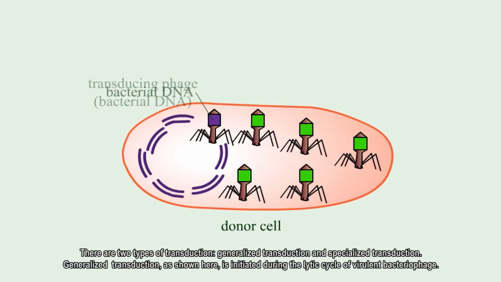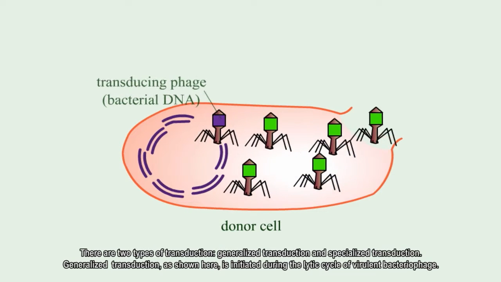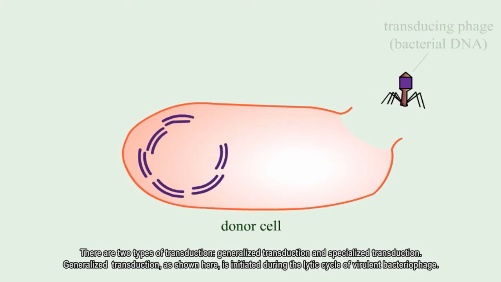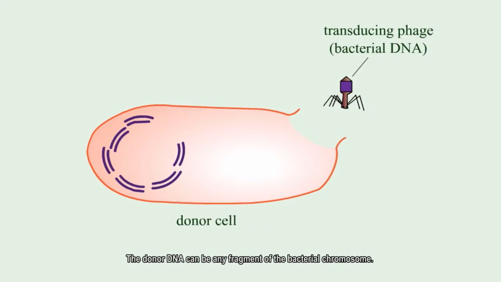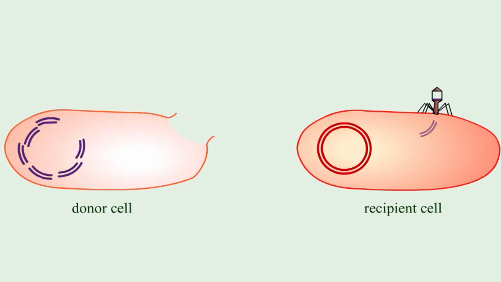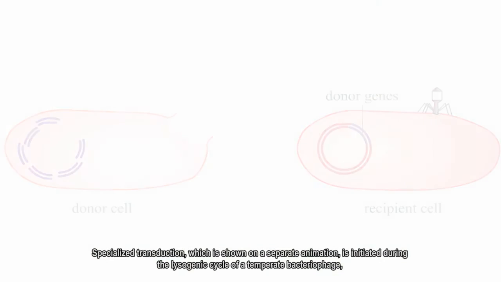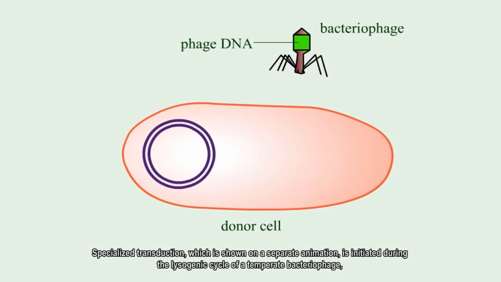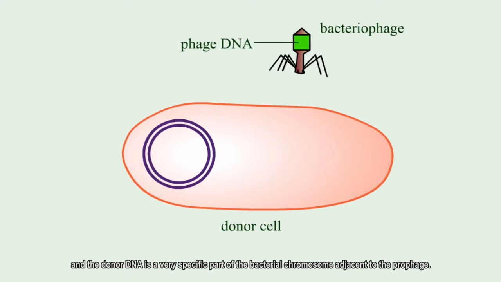Generalized transduction, as shown here, is initiated during the lytic cycle of virulent bacteriophage. The donor DNA can be any fragment of the bacterial chromosome. Specialized transduction, which is shown on a separate animation, is initiated during the lysogenic cycle of a temperate bacteriophage, and the donor DNA is a very specific part of the bacterial chromosome adjacent to the prophage.